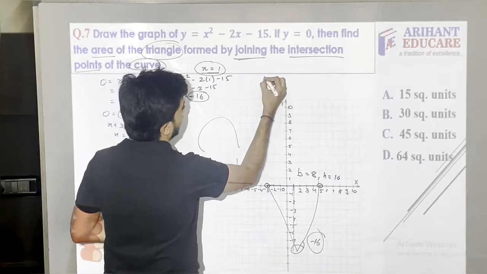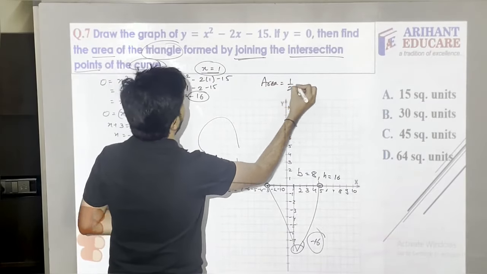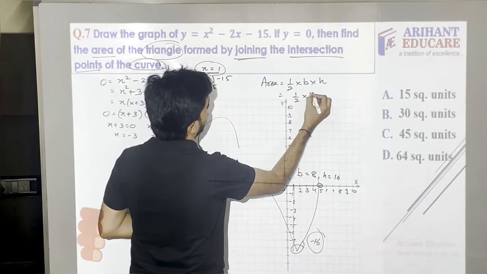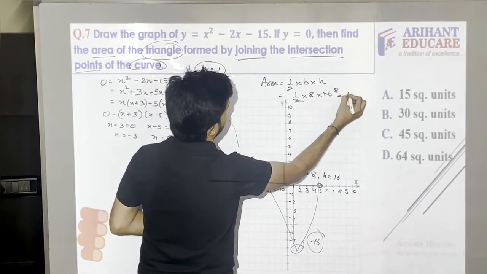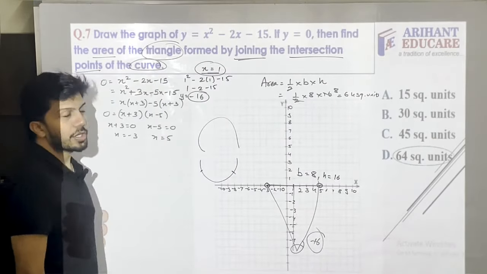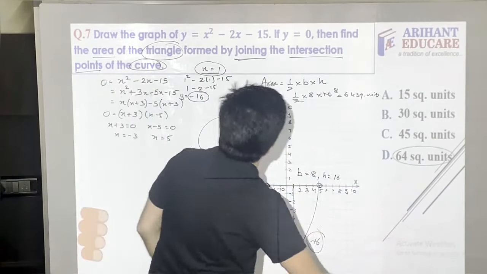Now we need to figure out the area. So area is half into base into height. That makes it half into 8 into 16. 2 eights are 16, 4 sixteens are 64 square units. And that is your option D. So with this, we complete the 7 MCQs.